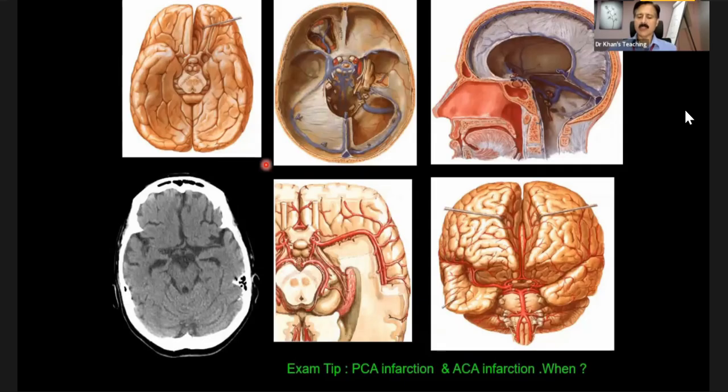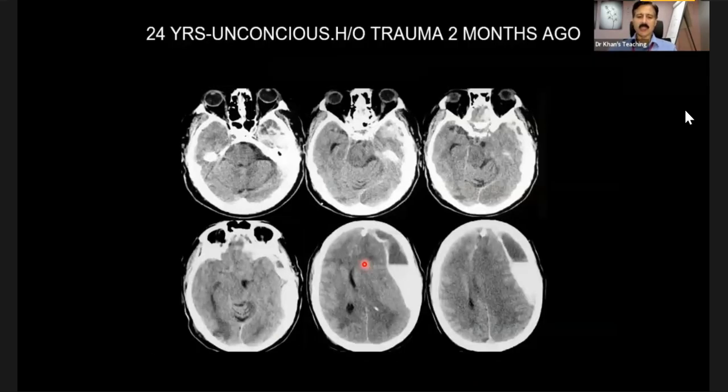Another vital point is that with subfalcine herniation, at times there can be ACA infarct. It's rare, but it can happen. Anatomy tells you this is the anterior cerebral artery. You can see that when this goes to the other side, there can be ACA infarct. On the other hand, there can be PCA infarct with transtentorial herniation. It can be on the ipsilateral side, it can be on the contralateral side, which is common sense, because it can press here, and it can press against the tentorium, the dura, on the other side also.